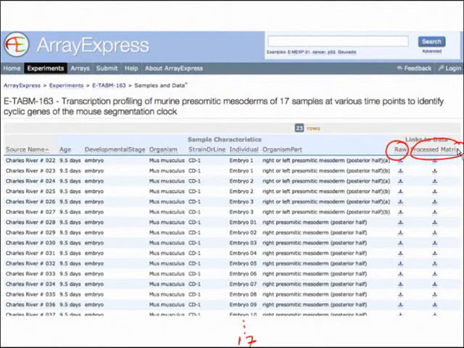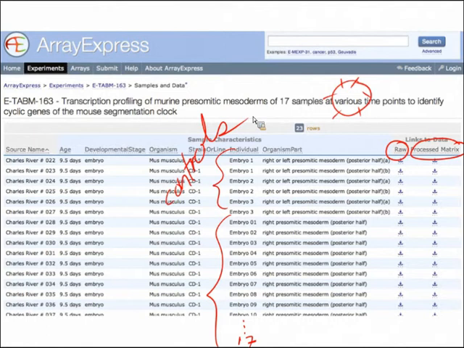The data for the 17 time points are listed here, embryo 7 through 17, dividing that period into 17 pieces. These first six are controls. Controls are generally quite important in biology, so one can take a look at the controls as well as the 17 time points, the microarray data expression.